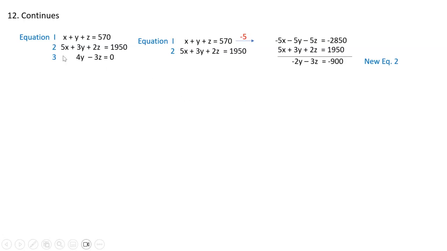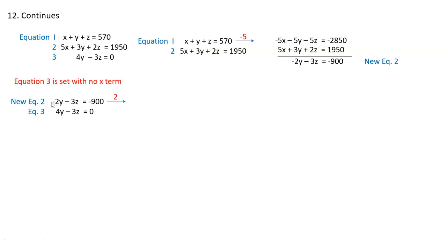That's my new equation 2. If we notice, equation 3 is already set with no x. So equation 3 is my new equation 3, because it doesn't have an x. Now here, guys, I'm going to eliminate the y's, which means I'm going to multiply equation 2 by 2. Again, why 2? Because 2 times -2 will give us -4. And then when I add it to equation number 3, the y's will be eliminated.